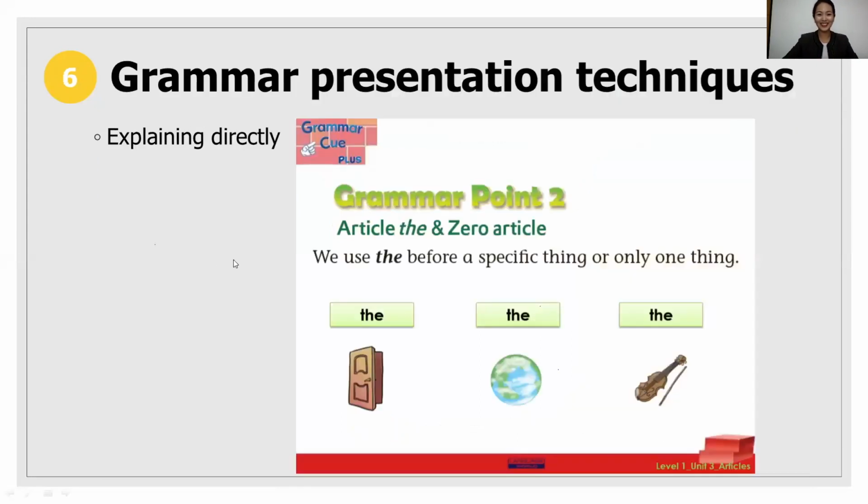Yes, very good. So explaining directly. The direct way is not the implicit way, but explaining directly is sometimes very necessary, because it has a grammar point, and they will realize that when they use this for a specific thing or the one thing. So usually the teacher uses explaining directly for short-term memory.